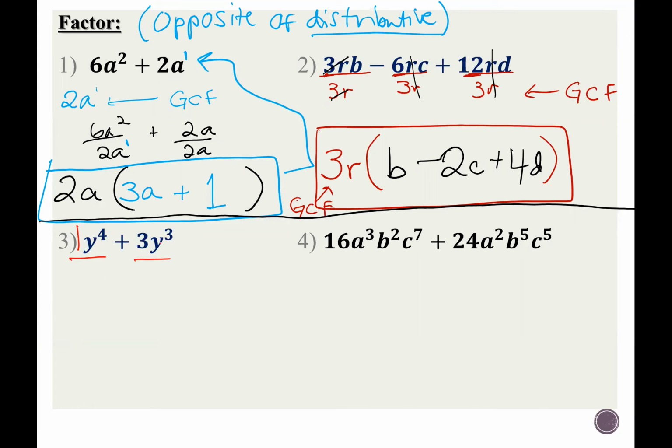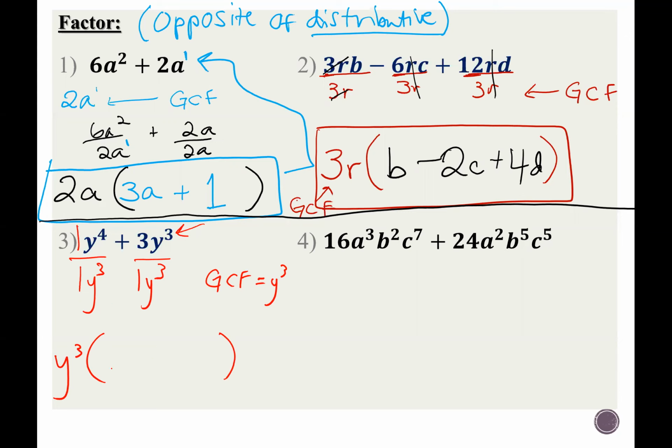They both have y. We'll take the smallest exponent, which is y to the 3rd. We're going to divide each term by 1y to the 3rd. So the GCF is actually just y to the 3rd here. We'll put that on the outside of our parentheses. In this problem, we started with 2 terms, so we'll end with 2 terms in our parentheses.